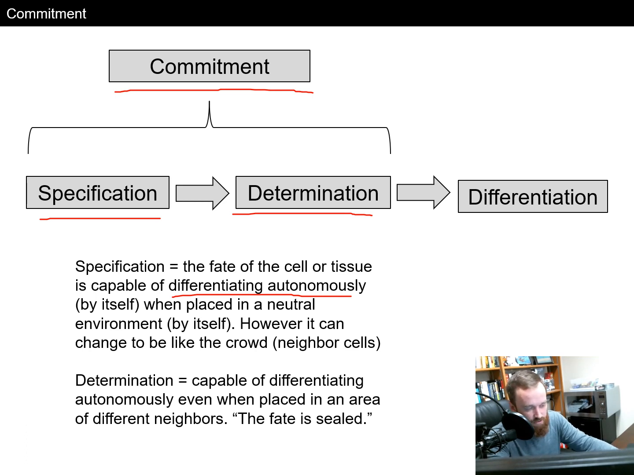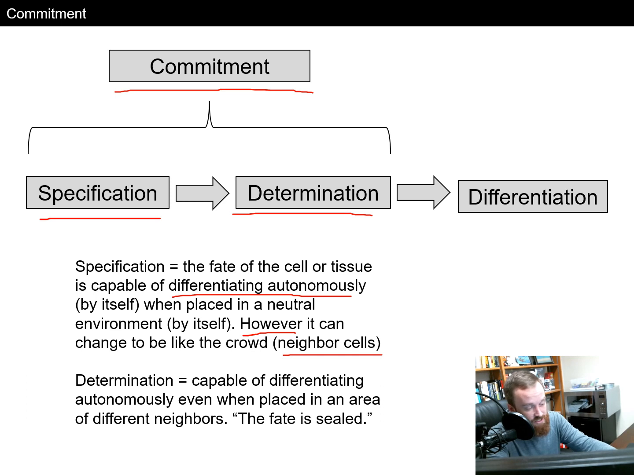So if you would take those cells and move them into an environment where they have different neighbor cells that are becoming a different tissue type, they will adjust themselves. So they're starting down the path to becoming one of those final melanocyte or whatever type of finalized cell product, but they're not locked in yet.